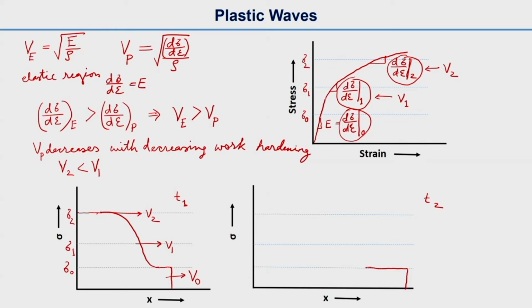there will be more variation here. So this is V2, V1, and this is V naught. So we can see that this is how the plastic wave travels. We can see the different velocities.